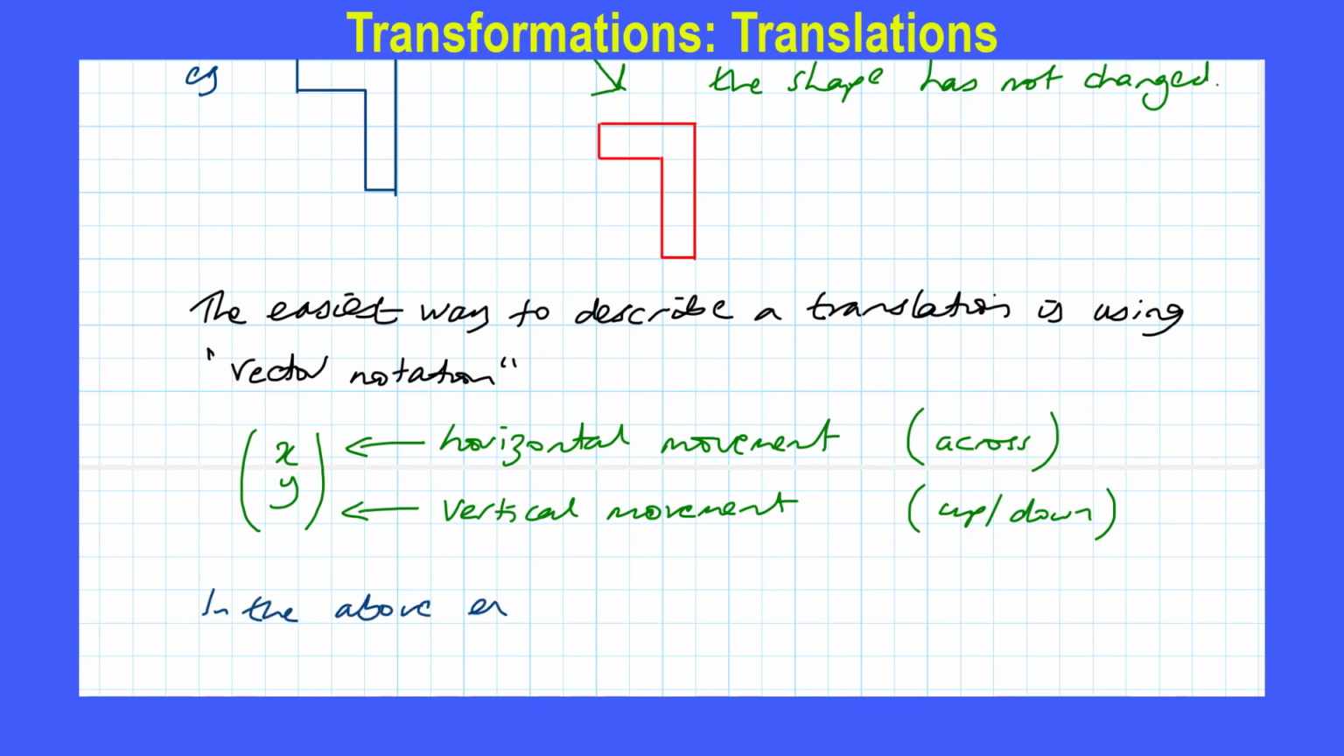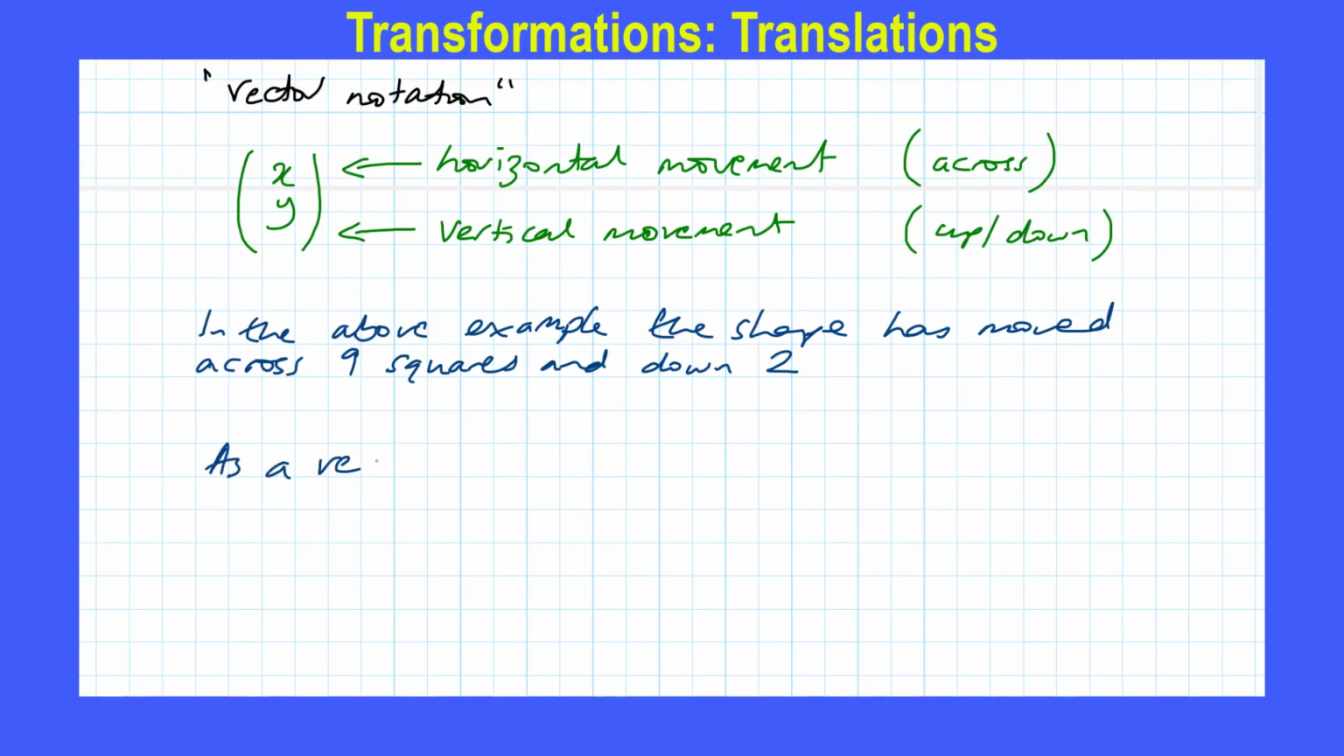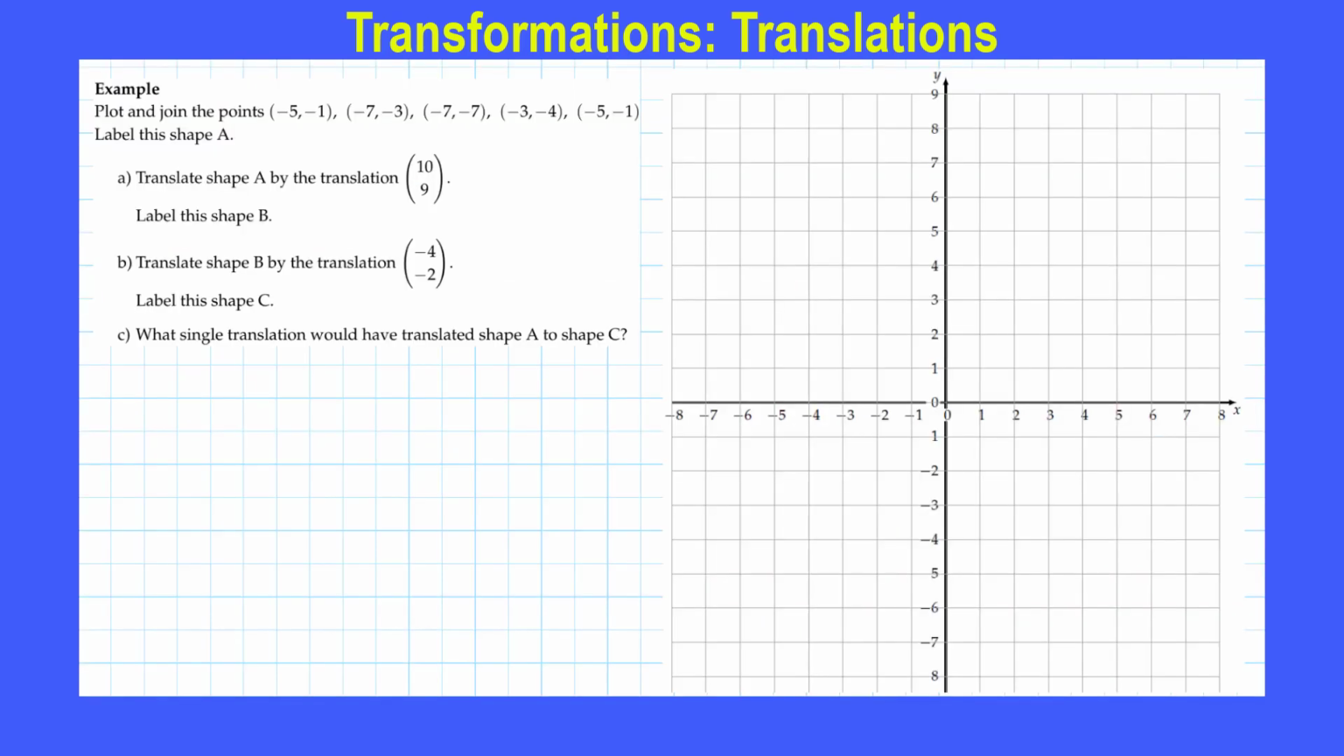So in the example above, if we do it by counting squares, you can see that the shape has moved across by 9 squares and it's moved down by 2 squares. So in the vector notation, we'd write this as a column vector, in brackets, one number over the other one. The across is 9. Going down 2, so we've got a -2 there.